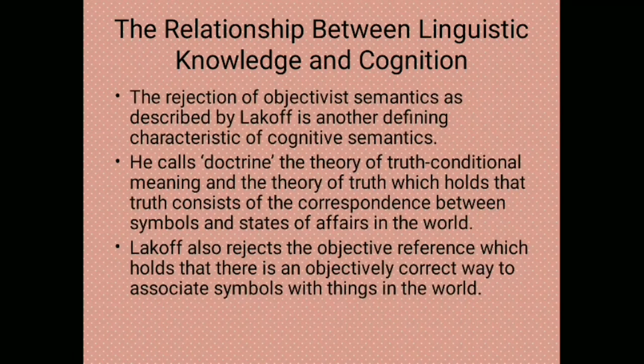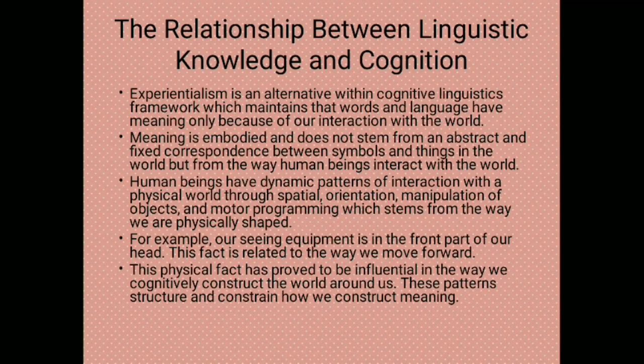It also deals with the rejection of objective semantics, as described by Lakoff, which is another defining characteristic of cognitive semantics. He calls this doctrine the theory of truth conditional meaning, the theory of truth which holds that truth consists of the correspondence between symbols and states of affairs in the world. And Lakoff also rejects the objective reference, which holds that there is an objectively correct way to associate symbols with things in the world.